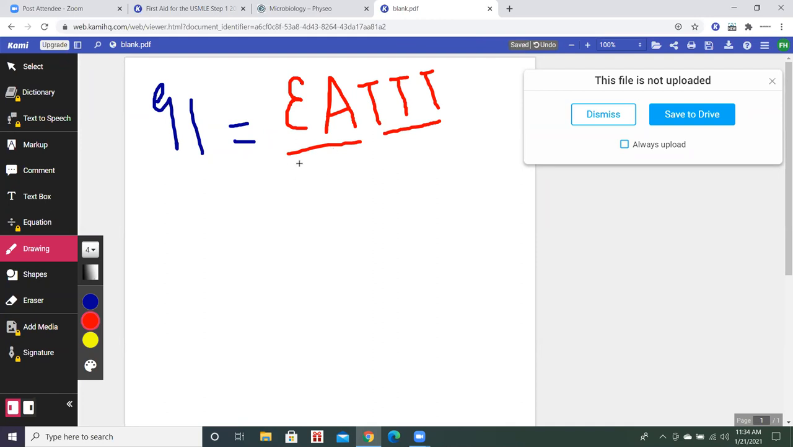So E for Enterobius vermicularis. Then A for Ascaris lumbricoides. Then T for Toxocara canis. Then T for Trichinella spiralis. And T for Trichuris trichiura. So that's Enterobius, Ascaris, Trichinella spiralis, Toxocara canis, and Trichuris trichiura. We'll talk about these first. I will tell you exactly what you need to know, and after that we'll look back on the table. So the first one I want to talk about is E for enterobiasis.